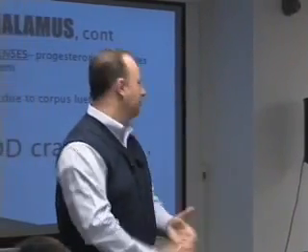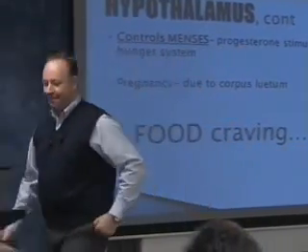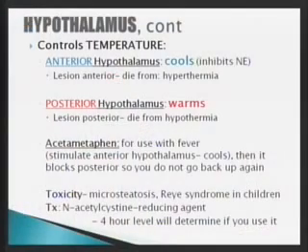But yeah, pregnancy drives, due to progesterone, drives hunger. So again, it's not your fault. All right. So, controls temperature. Why is that important? The anterior hypothalamus cools, inhibits norepinephrine. So a lesion of the anterior, they die of hyperthermia. So remember, the anterior hypothalamus is responsible for cooling, versus the posterior hypothalamus warms. Therefore, a lesion of the posterior, you die of hypothermia.